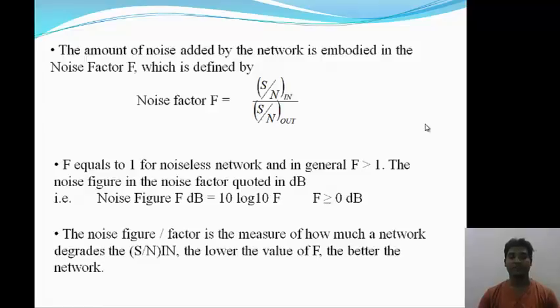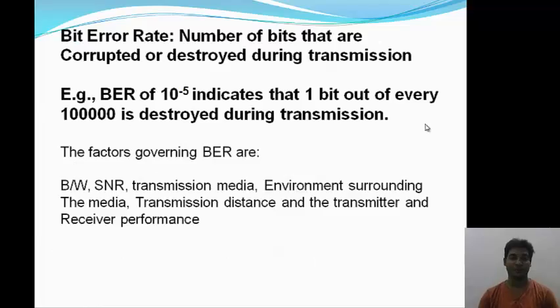The noise figure or factor is the measure of how much the network degrades the signal to noise ratio. The lower the value of the noise factor, the better the network. If it is equal to 1, then it is called a noiseless network, and that is very difficult to get.